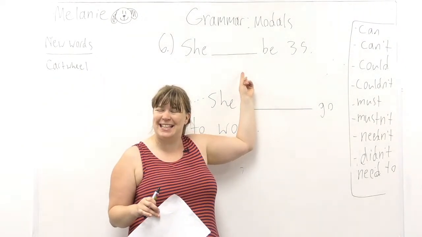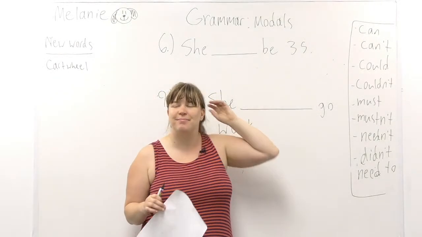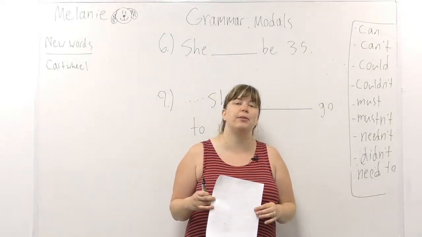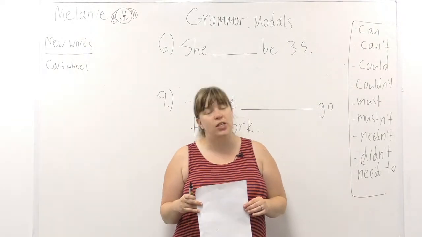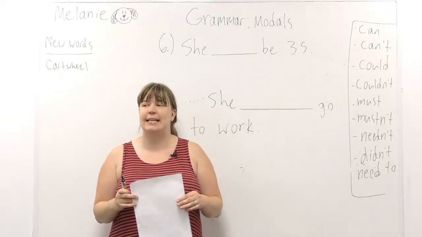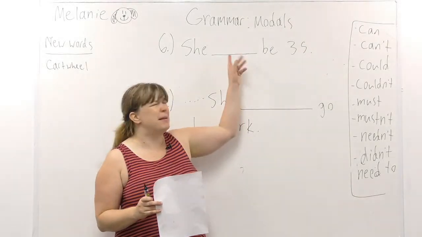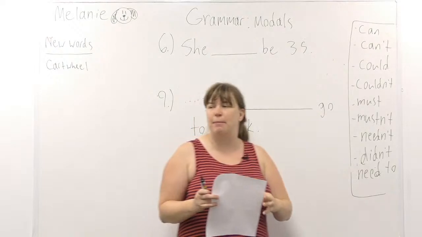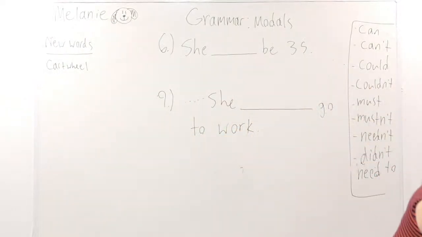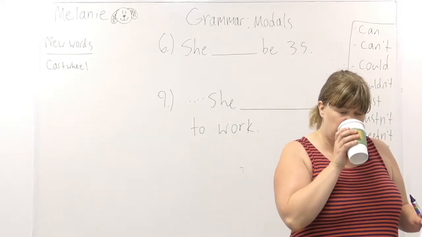Think of it as an ability. An ability, that's my hint. So for example, I can swim and I can ski. This might be a bit of a tricky one now that I think about it, but see if you can guess the answer.